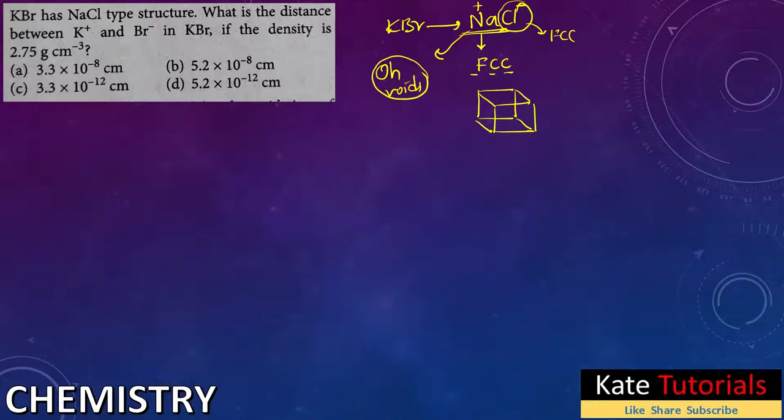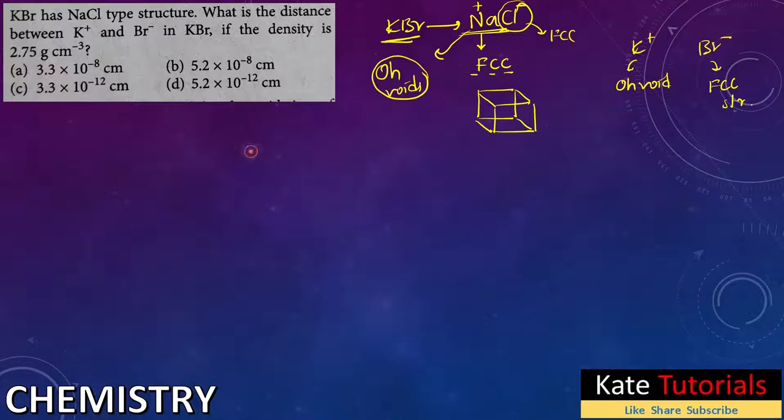In the same way in KBr, K plus will occupy octahedral voids, whereas Br minus will form the FCC lattice or structure. Alright, so we can find the distance. How to find that, I will explain later.